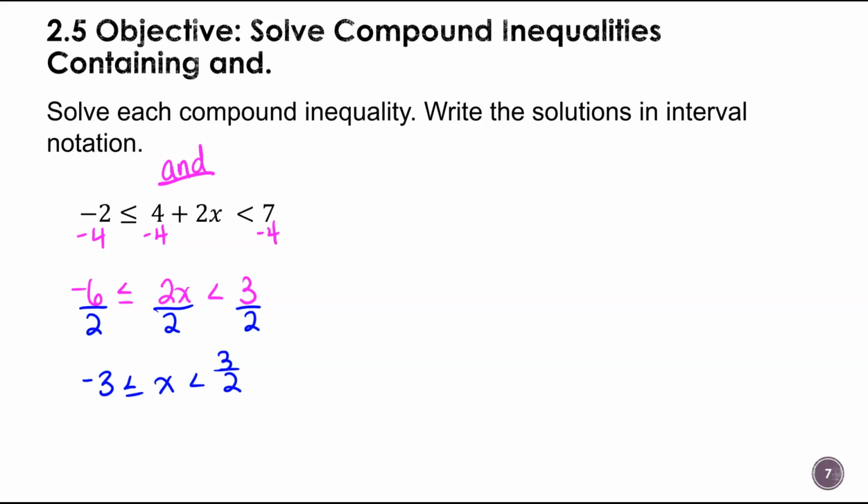Now, this one's a little bit easier just because of the way it's written. We know that x is between -3, which is included, and 3/2. Let's go ahead and put it on the graph, though.